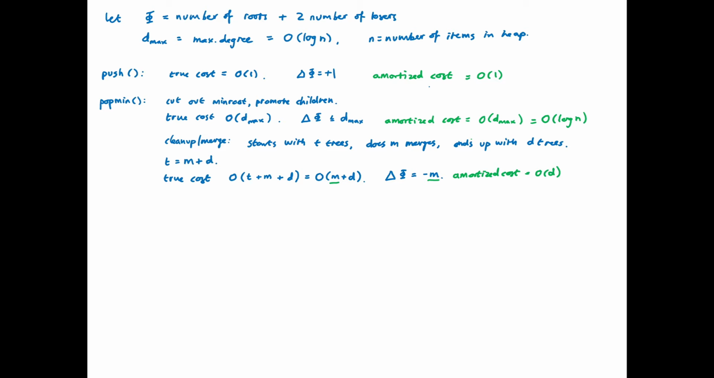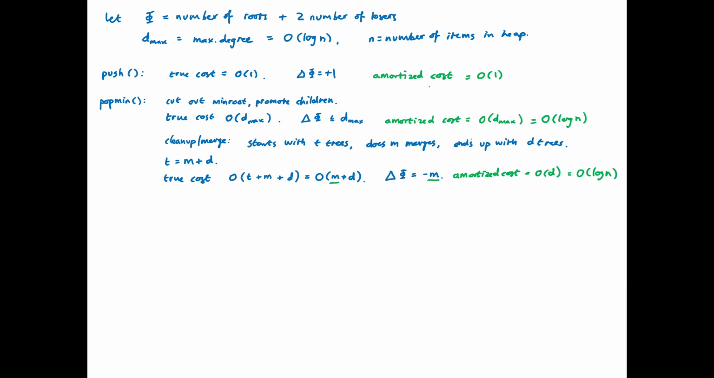Okay, so we've said that the amortized cost is big O of D, where D is the number of trees that we ended up with. How big could D be? The largest of those trees can't have degree larger than D max, because D max is the maximum degree, so therefore D must be less than or equal to D max plus 1. D max is big O of log n, so what we have left here is O of log n. Okay, so what we've discovered is that Popmin has 2 parts, and each of the parts has amortized cost big O of log n, so the total amortized cost of Popmin must be big O of log n.